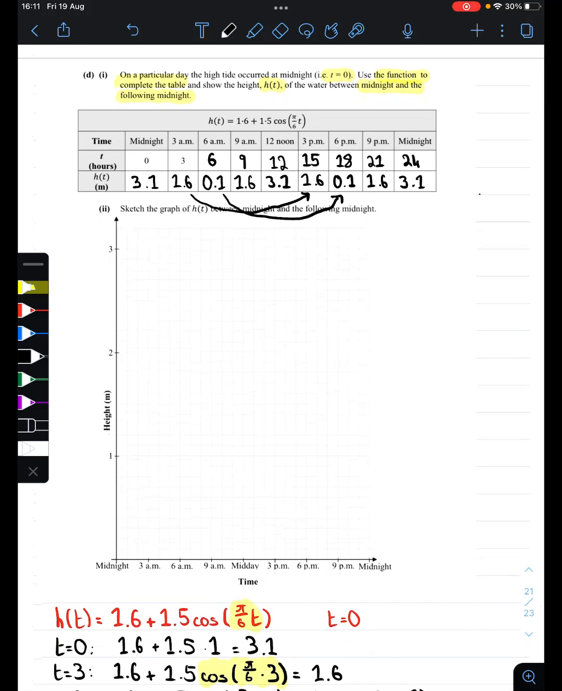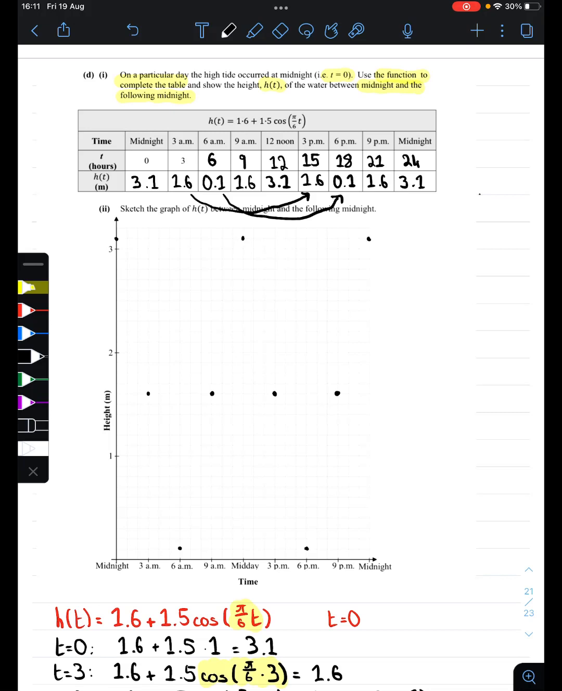So at midnight it is 3.1. At 3 a.m. it is 1.6. At 6 a.m. it is 0.1. At 9 a.m. it is 1.6 again. And then at midday it is 3.1. And then it repeats: 1.6 at 3 p.m., 0.1 at 6 p.m., 1.6 at 9 p.m., and again 3.1 at midnight.